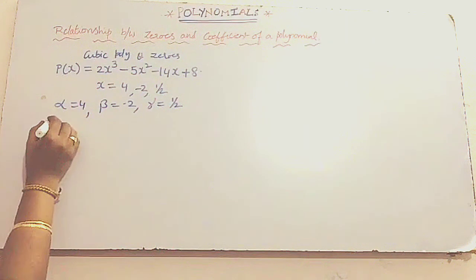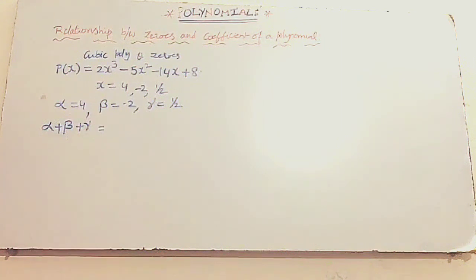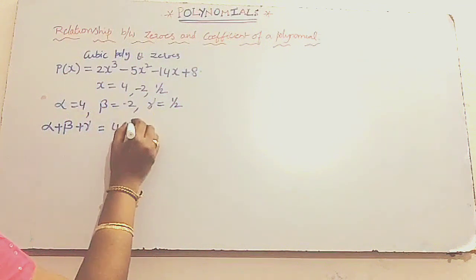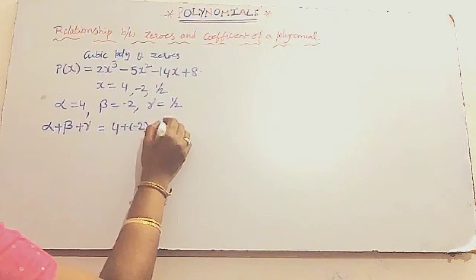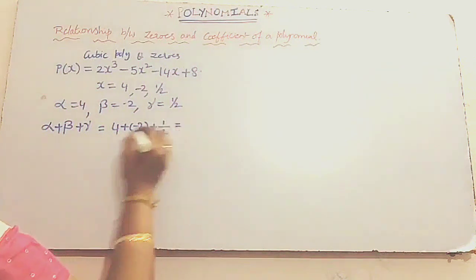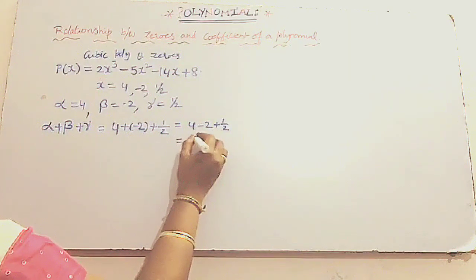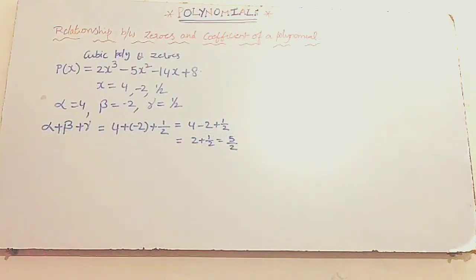Here also sum of roots. So alpha plus beta plus gamma. What is the value of alpha? 4. What is the value of beta? Minus 2. And what is the value of gamma? 1 by 2. So that means we will get 4 minus 2 plus 1 by 2. That equal to 2 plus 1 by 2. That equal to 5 by 2.